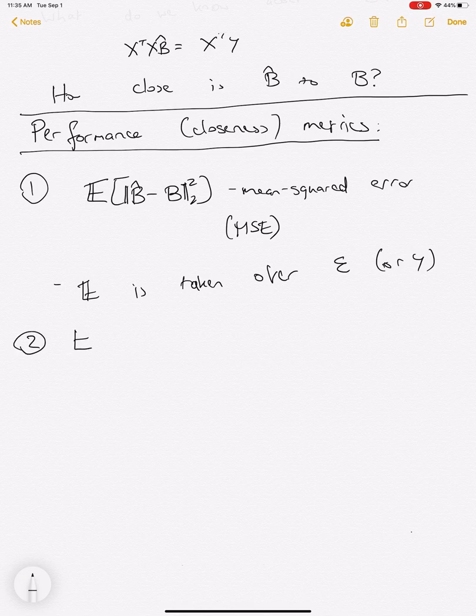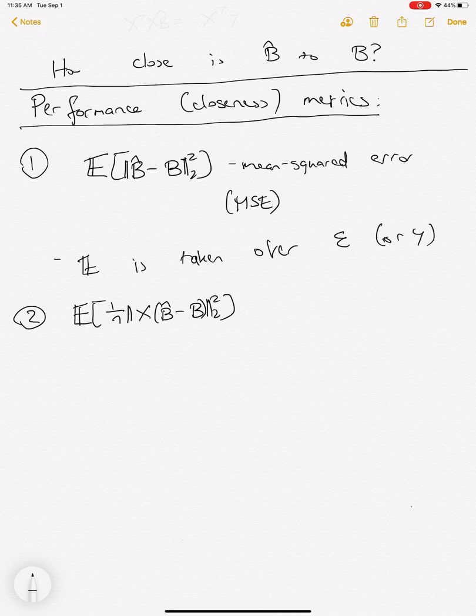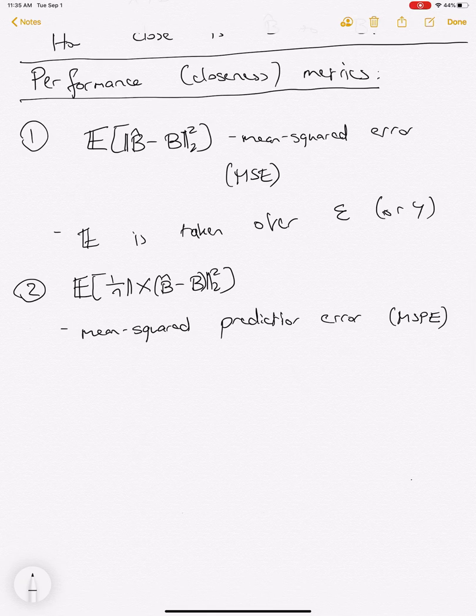The second one, we'll see that it's going to have quite different properties, but it's also related, and it's got this X matrix here. So this is referred to as mean squared prediction error, and so we'll use the acronym MSPE. Once again, the expectation is taken over the noise epsilon.